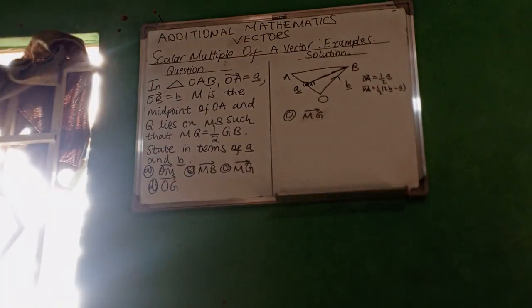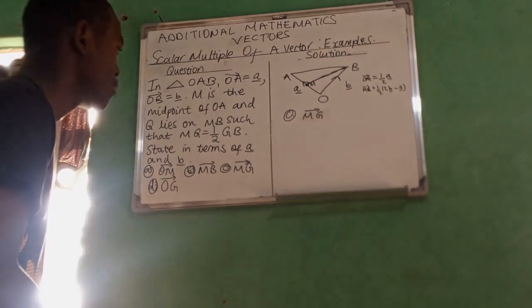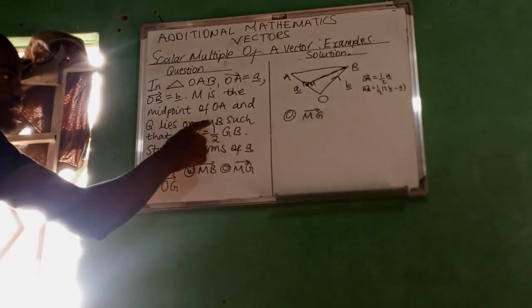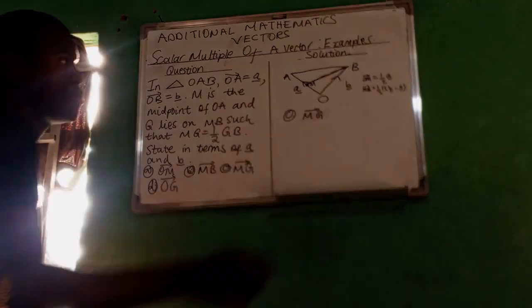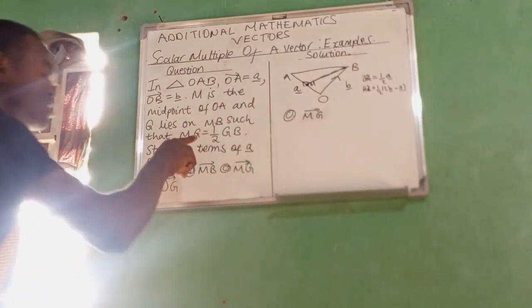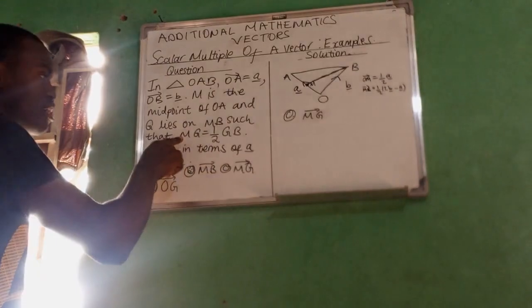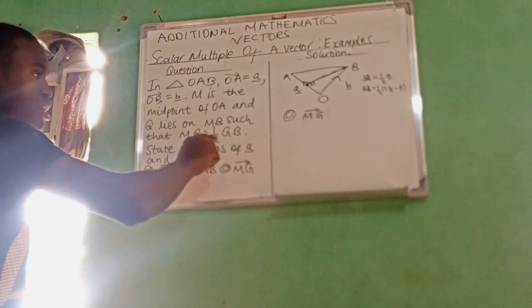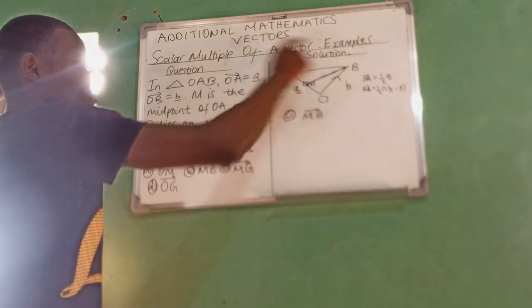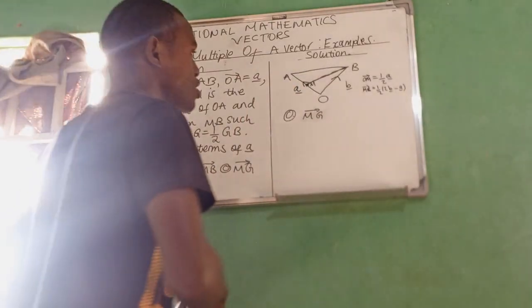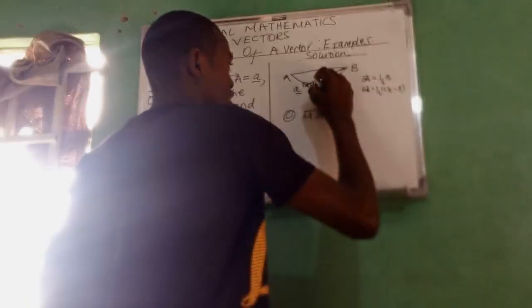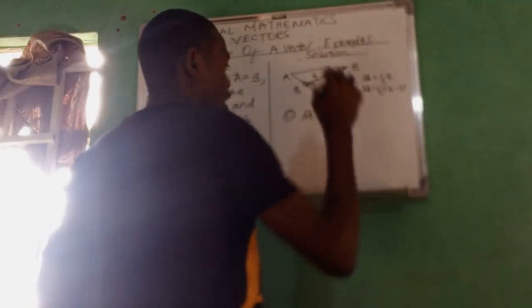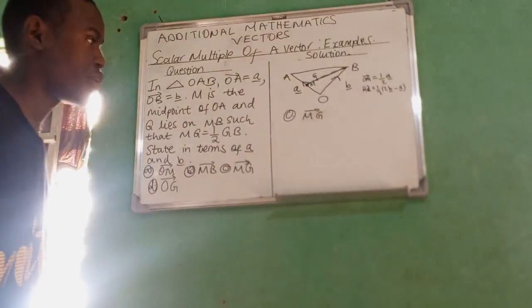For us to know MG, we need to look at the diagram. They said G lies on MB. So MB is this line. G lies on MB such that going from this point M to G is half of going from G to B. So point G must be somewhere here.